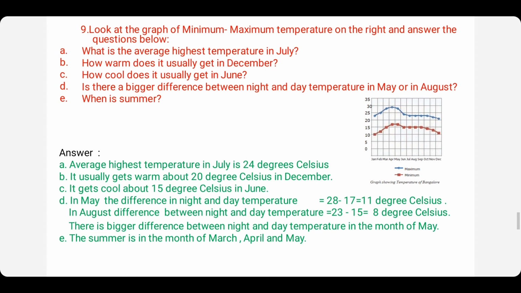On to the next question. When is summer? Summer in the sense the temperature is high. Let us see when the maximum temperature goes to a peak. You can see that it is going to the peak in the months of March, April and May. Hence we can say that summer is in the months of March, April and May. Here in April it is at the peak.